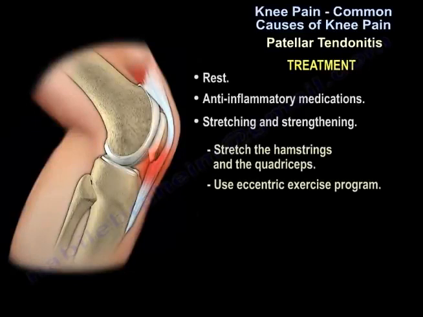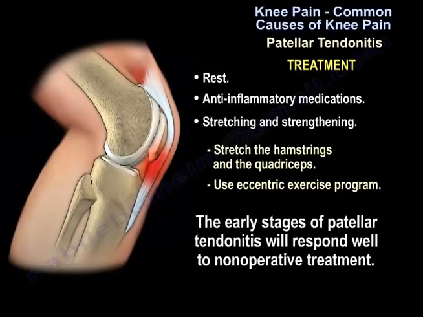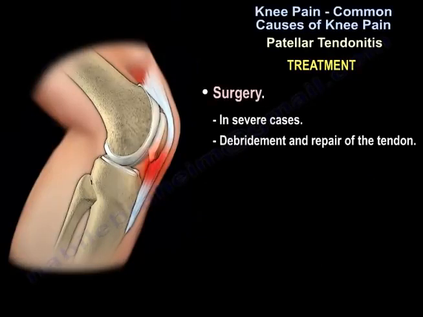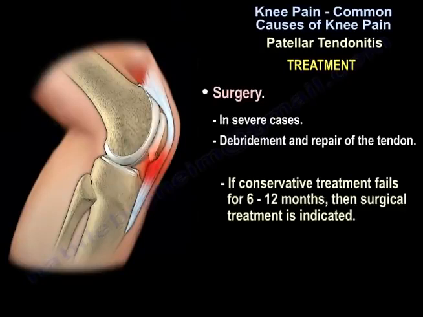Treatment: rest, anti-inflammatory medication, stretching and strengthening of the hamstring and the quadriceps. Use an eccentric exercise program. The early stages of patellar tendinitis will respond well to non-operative treatment. Surgery, with debridement and repair of the tendon, is for severe cases, if conservative treatment fails for 6 to 12 months.